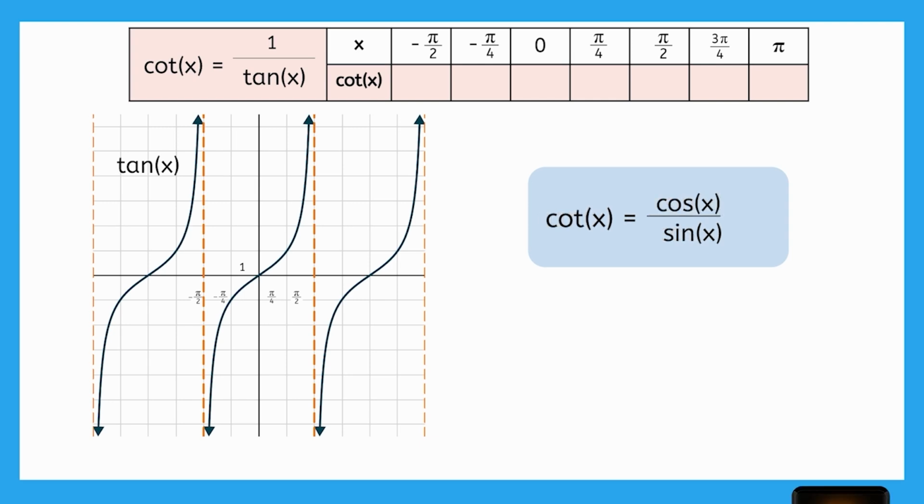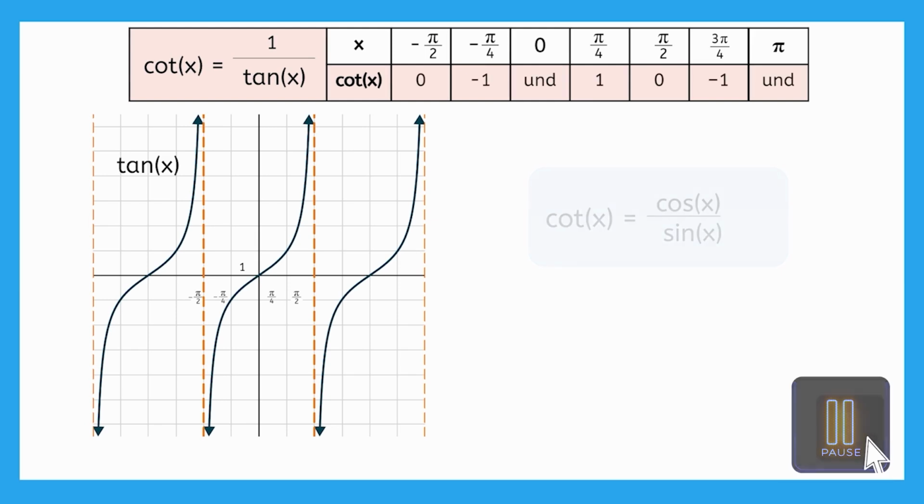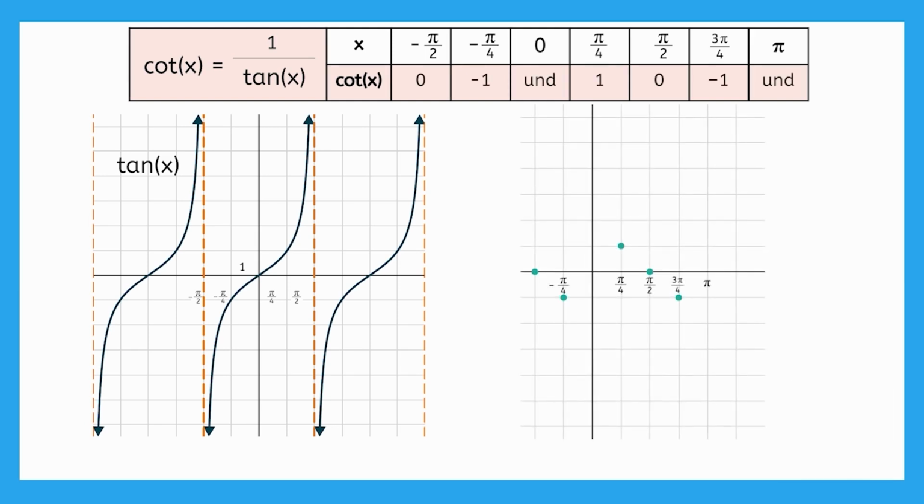Pause the video and complete the table of values for cotangent. Then, plot the points and asymptotes on the coordinate plane in your guided notes. Using the table of values, I added these 5 points to my graph. Then I drew the vertical asymptotes for values in the table that are undefined. To finish our graph, we'll draw in curves, like the tangent graph.